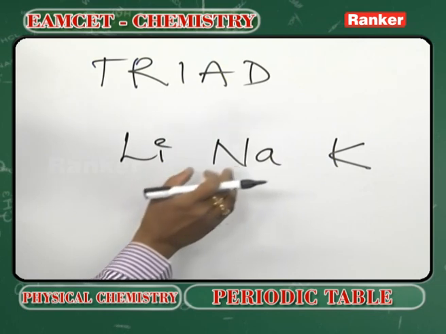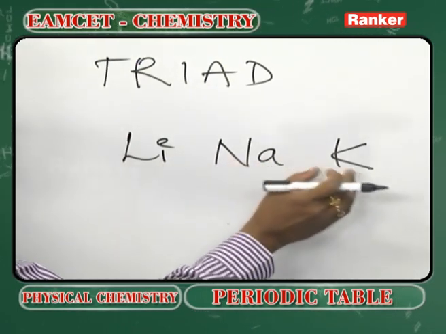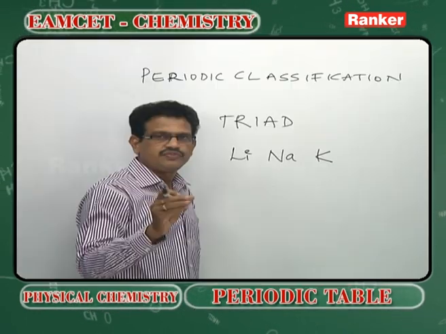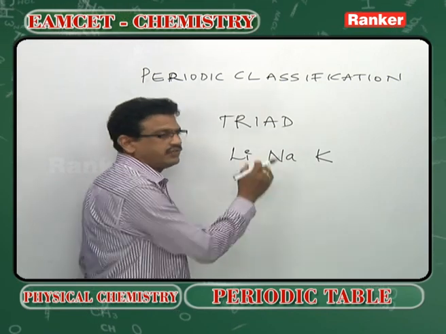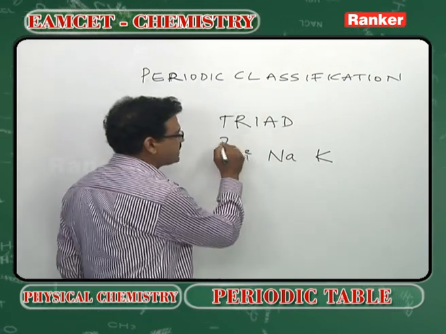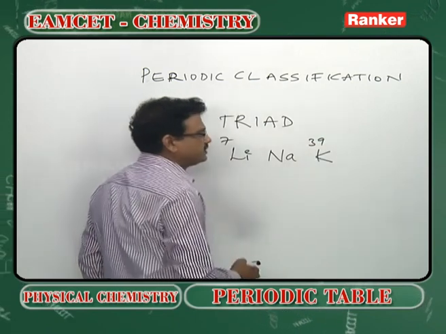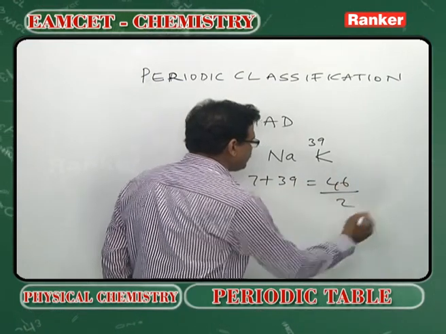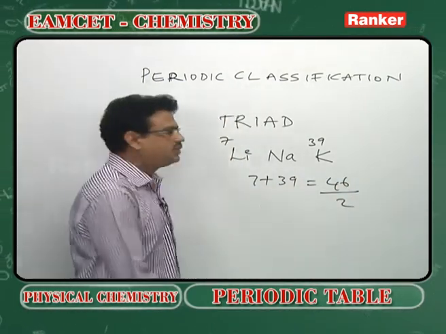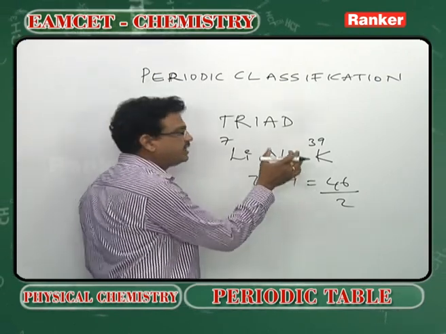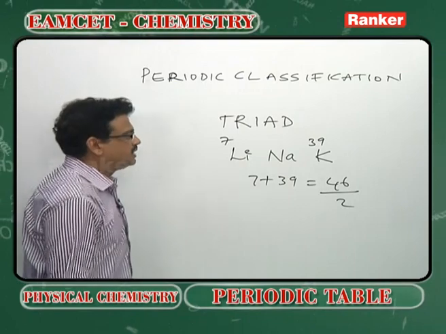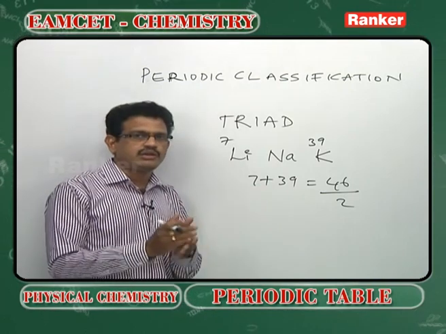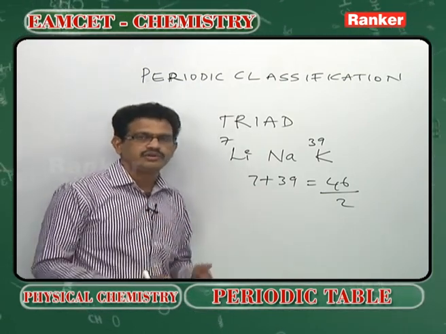The atomic mass of the middle one is the average of the first and last one. If you take the average of the atomic weights of the first and last element, the middle element's atomic weight can be known. For example, this is 7, this is 39. So if you take the average of 7 plus 39, that is 46, you will get the middle element's atomic weight. Like this, the scientist Dobereiner classified known elements in the form of a 3 elemental family series, the triad.